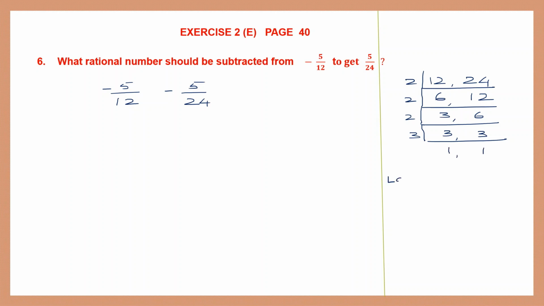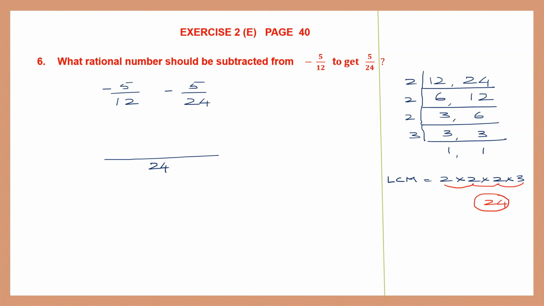So what is our LCM? LCM will be 2 into 2 into 2 into 3. So let's see what that is. 2 2s are 4, 4 2s are 8, 8 3s are 24. So the LCM is 24, which we are going to use as the common denominator here. So let's use LCM 24 as the denominator.